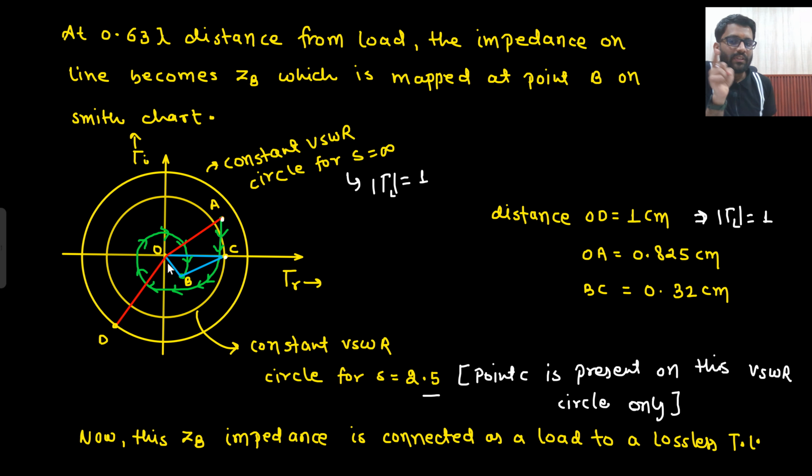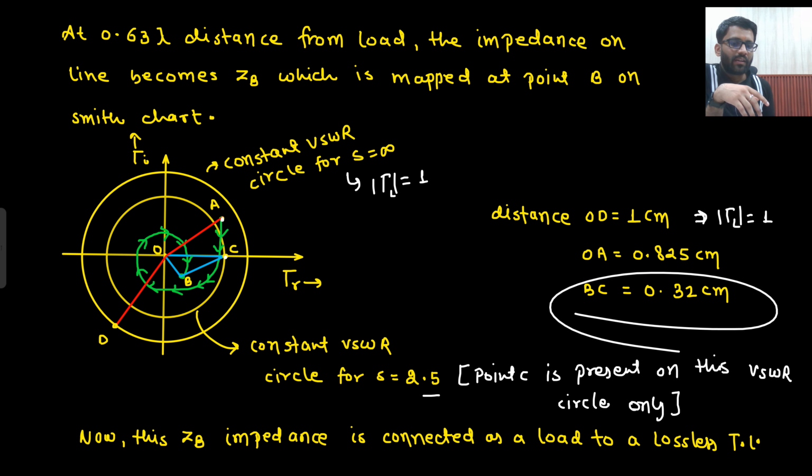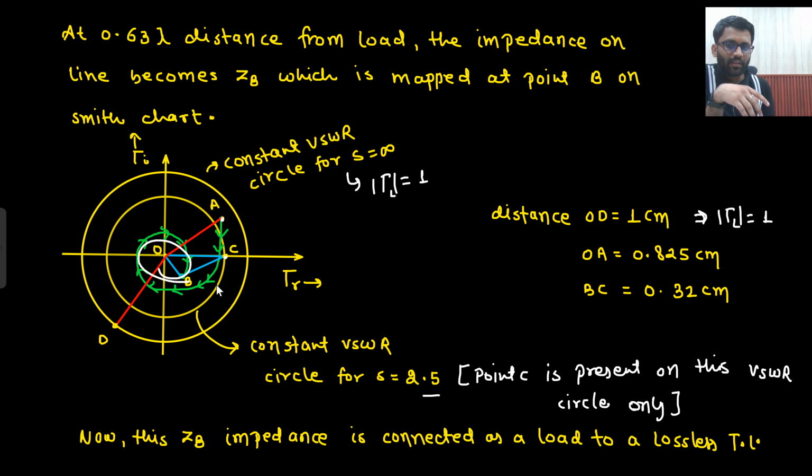With the help of this, can you find the value of OC? That is the task. This information will be used, and this information, and this information. With the help of all this information, you can find the value of OC. If you can find OC, the BC value is already given, so can you find the value of OB? OB will represent the mod of gamma at point B.